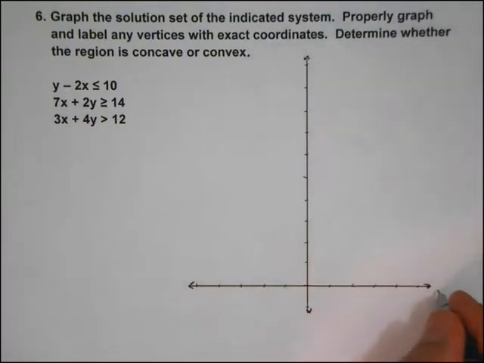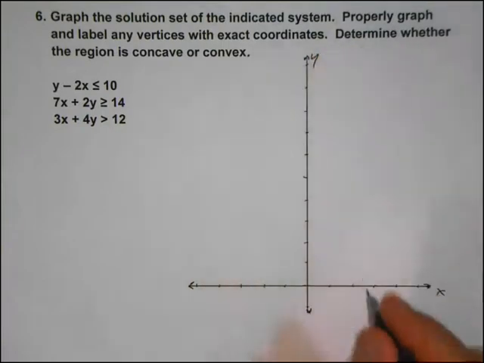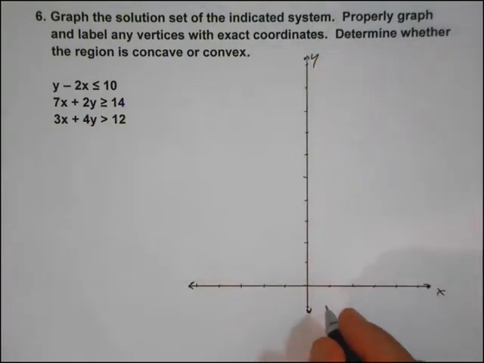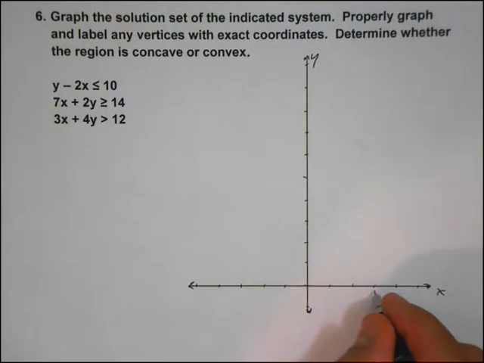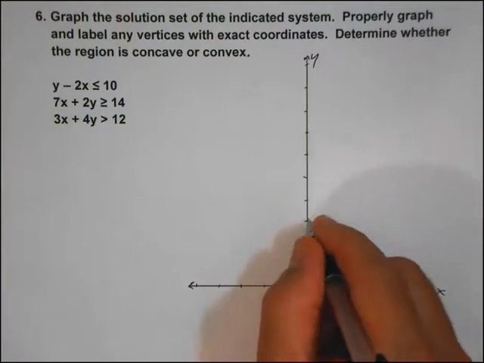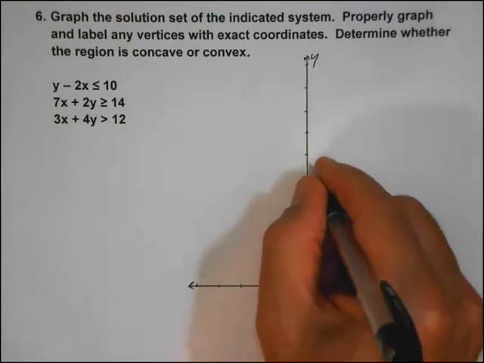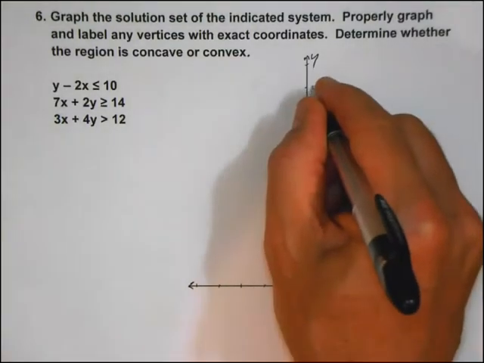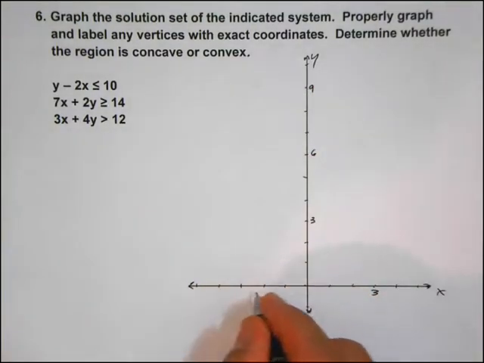Okay, labeling the axes, x here, y here. Some scaling, alright, going 1 unit per tick mark, so 3, 4, 5, 6, 9, okay, negative 3.